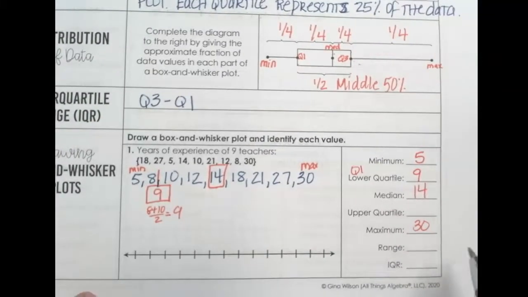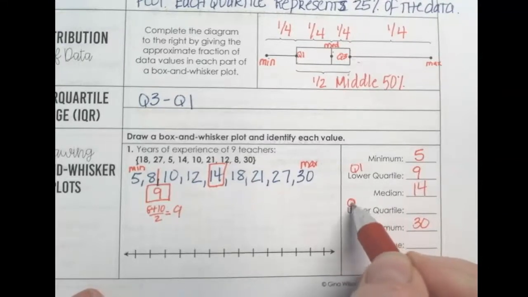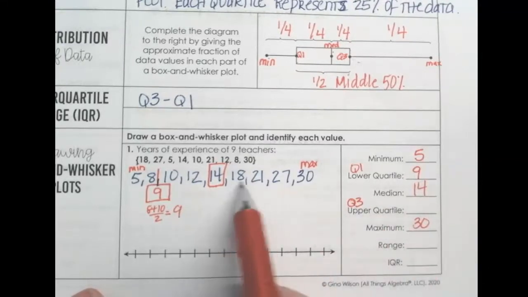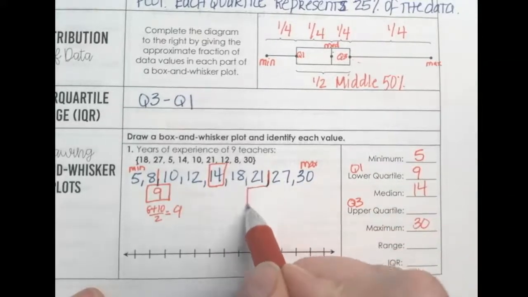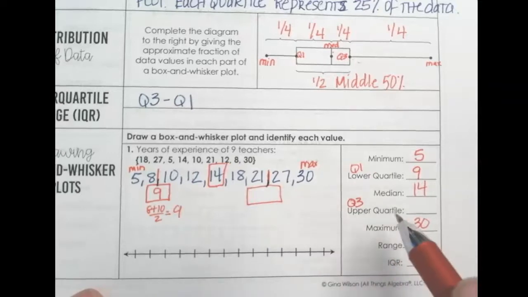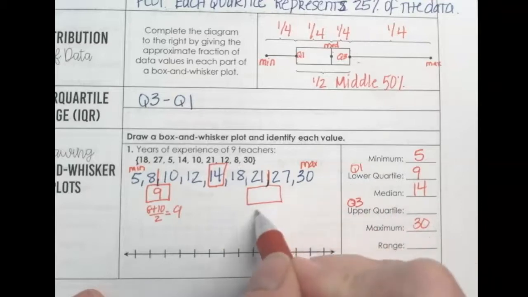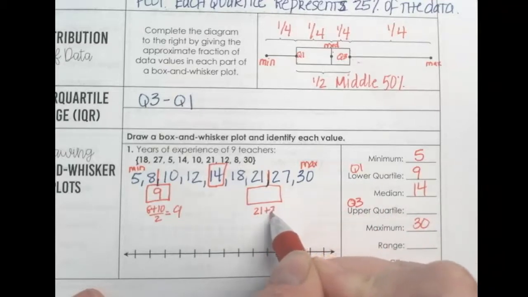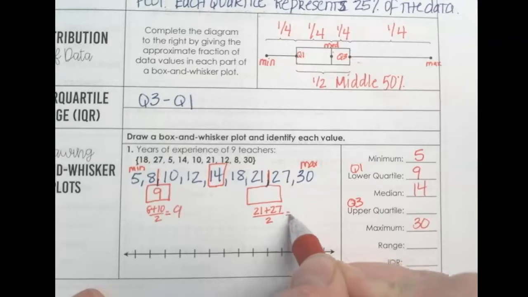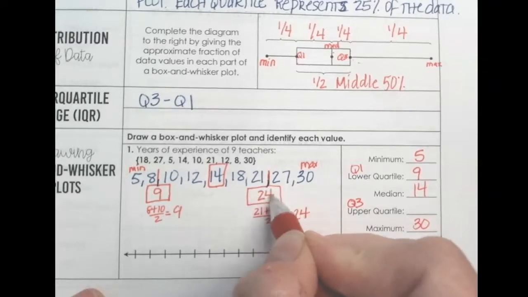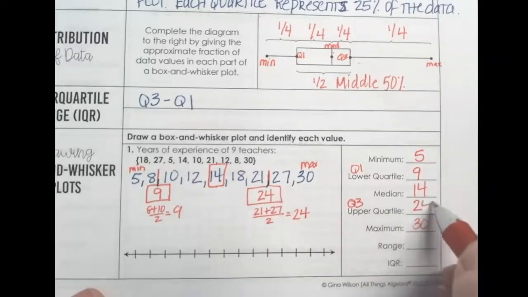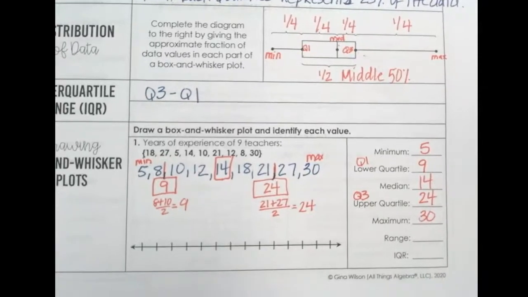All right, Q3, or my upper quartile, is the median of the upper half. Again, there's 4 numbers, so the very middle happens here between those 2 numbers. What number is halfway between 21 and 27? Well, that's less obvious right off, so just add them together. 21 plus 27 divided by 2 would be 48 divided by 2, which is 24, is my third quartile.